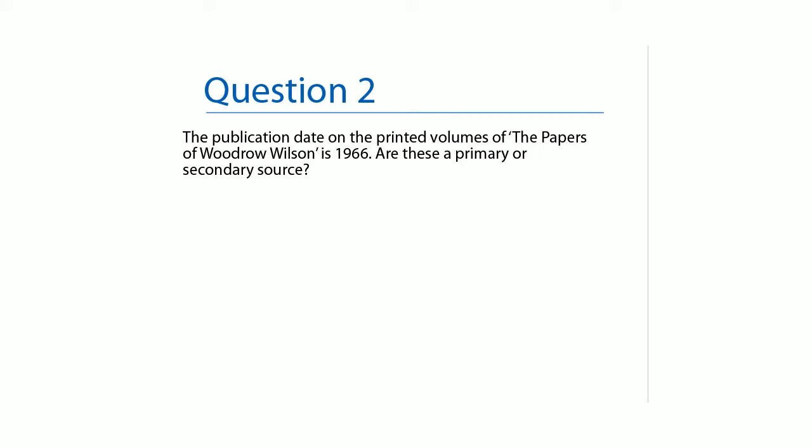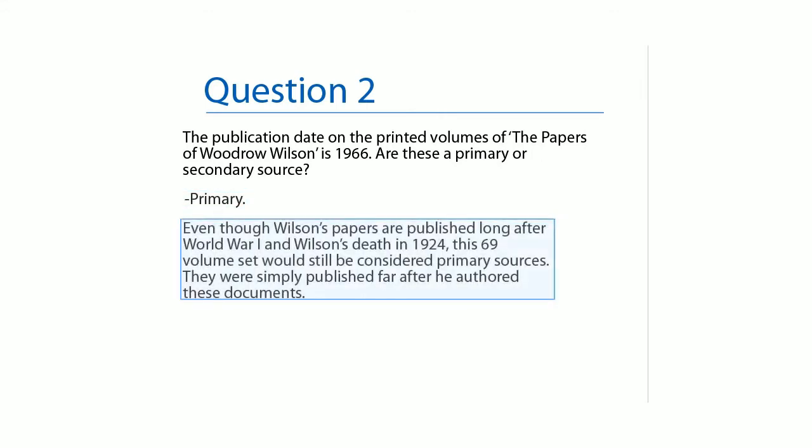Question 2. The publication date on the printed volumes of the papers of Woodrow Wilson is 1966. Are these a primary or secondary source? The answer: primary. Even though Wilson's papers were published long after World War I and Wilson's death in 1924, this 69-volume set would be considered primary sources. They were simply published far after he authored these documents.